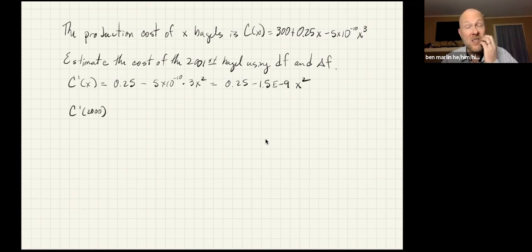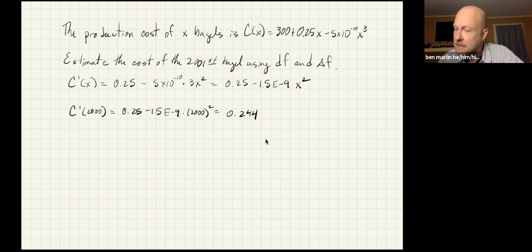As I said before, not C prime of 2001. C prime of 2001, when you increase that, the 2001 by 1, that would get you the 2002nd bagel, not the 2001st. So anyways, we plug in here and we will get 0.25 minus 1.5 E minus 9 and times 2000 squared, okay? And I went ahead and did this with the calculator and I came out with 0.244, so 24 and 4/10 cents, okay?